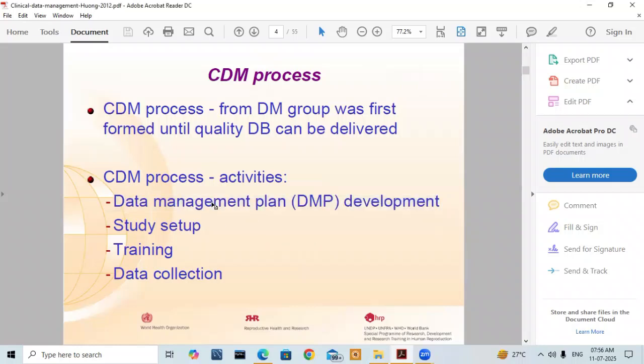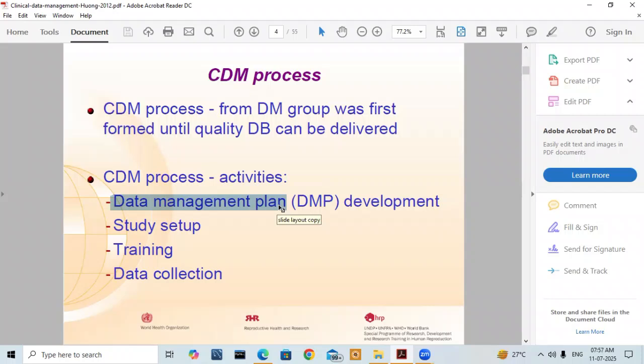So you should have a plan, like the protocol is there. The protocol contains A to Z details of the trial. Similarly, the data management plan also contains A to Z details of the CDM process, how you are going to perform it. This DMP is made first, before the trial starts. Before starting the trial, you have to make the DMP. Not only the protocol document is important, the DMP is also important.